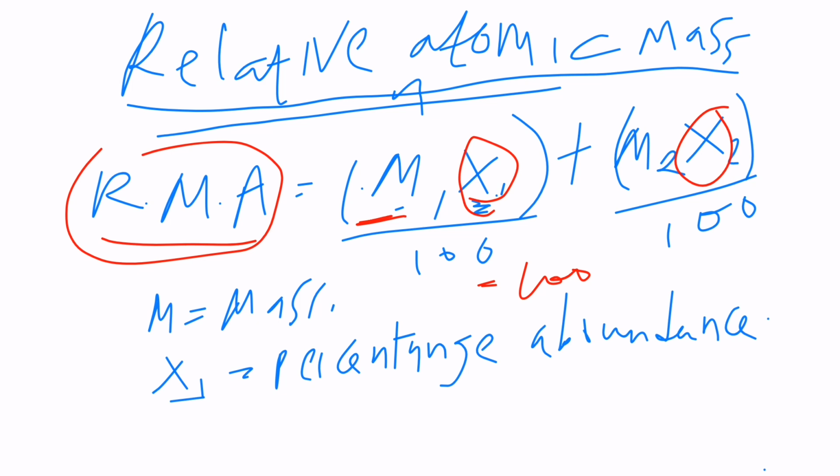If they give you the first abundance, say it is 75, what is the other percentage abundance? You just do 100 minus 75, which gives you 25. That is the percentage abundance you use for the other one. So the percentage abundance for this and for this should give you 100. That's the only thing you need to know.